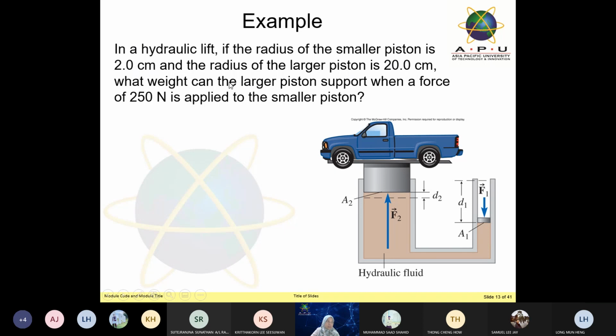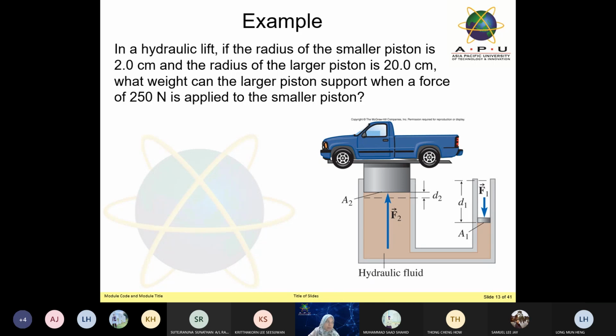What weight can the large piston support when a force of 250 Newton is applied to the smaller piston? So this is F1, 250 is F1. F2 need to find. But they don't ask you force, they ask you weight. So later from the force, you need to convert to kilogram, which is weight.